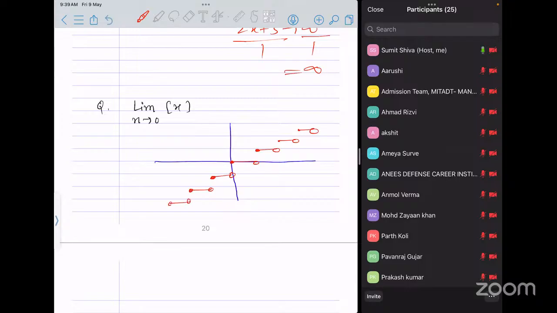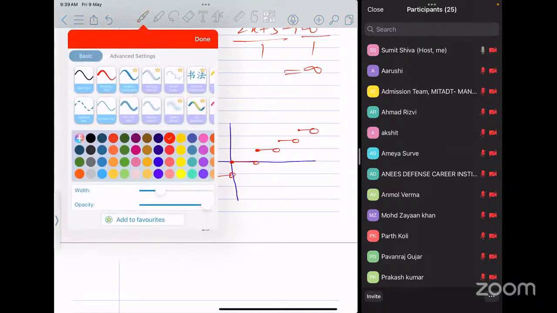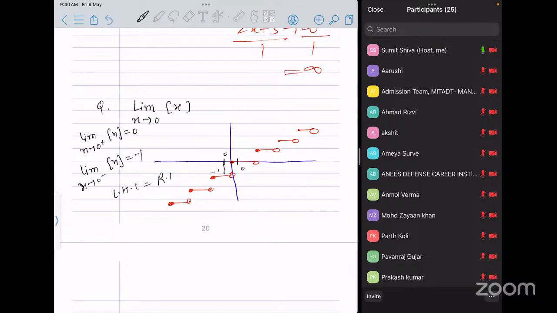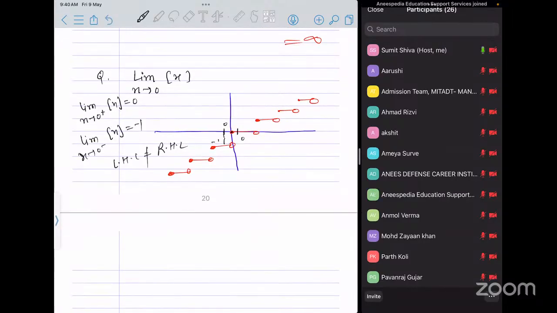Look at the behavior of the graph. If you look at 0 plus, it will be 0. If you look at 0 minus, it will be -1. So the limit as x tends to 0 plus of the greatest integer is 0, and the limit as x tends to 0 minus of the greatest integer is -1, which implies that the left hand limit is not equal to the right hand limit. And if that is the case, does the limit exist?